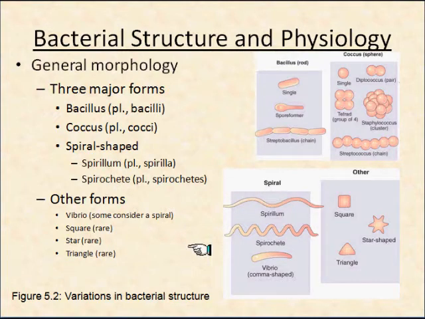Now, there are other forms. There is this comma-shaped one, which is a modified bacillus called a vibrio. There are extremely rare shapes of square, star, and triangle. And in our discussions, we're not even going to consider those forms. We are going to stick with bacillus, coccus, and spirillum, and spirochetes. We may refer to the vibrio.